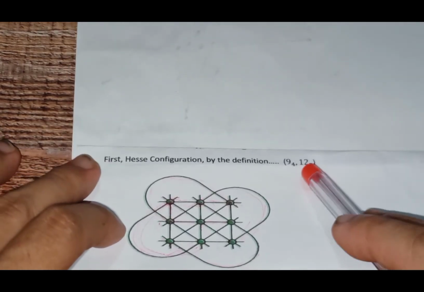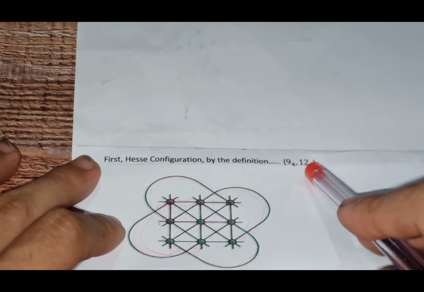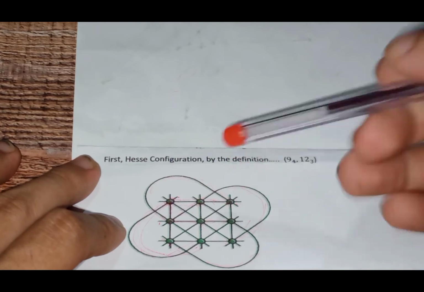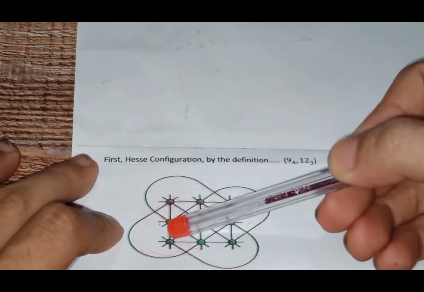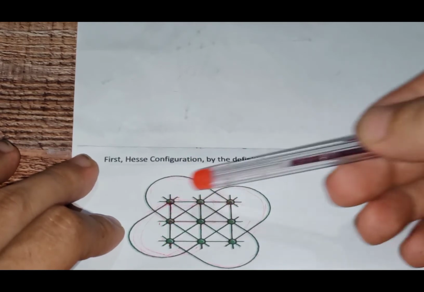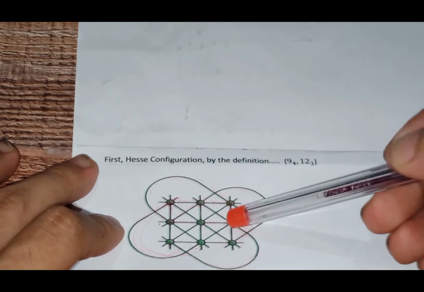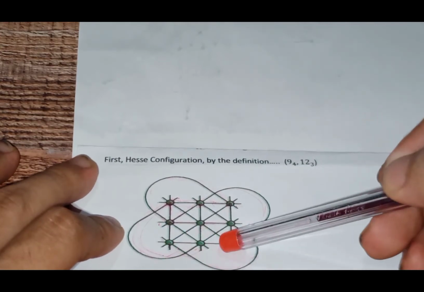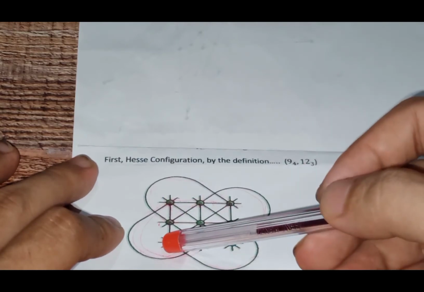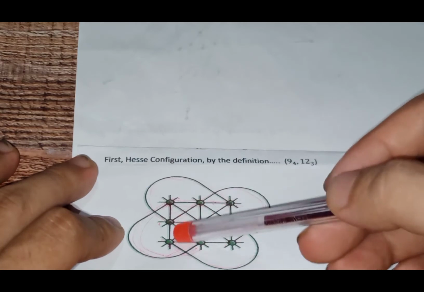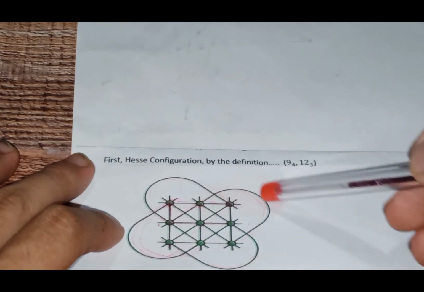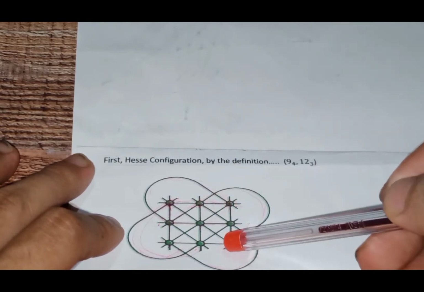Next are the 12 lines, each consisting of 3 points. Where are the lines? This is the first line, consisting of 3 points: 1, 2, 3. Second line, 1, 2, 3. Third line, 1, 2, 3. Fourth line, 1, 2, 3. Fifth line, 1, 2, 3. Sixth line, 1, 2, 3. Seventh line, 1, 2, 3. Eighth line, 1, 2, 3.